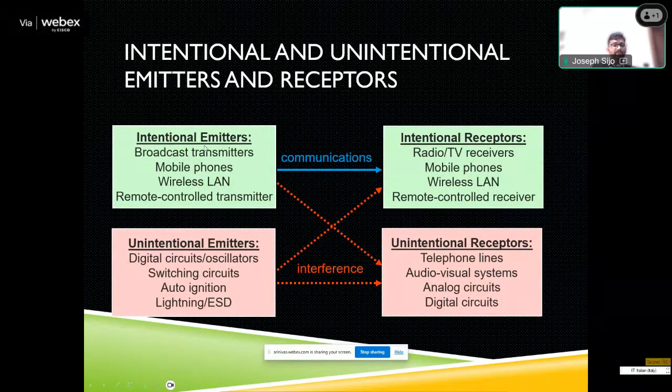An example of intentional emitters: a mobile phone, wireless LAN and remote controller, and in the same way radio and TV receivers, mobile phones, wireless and remote control devices. These we can call the intentional emitters and also the receptors. But nowadays these issues are resolved in most countries and most devices.